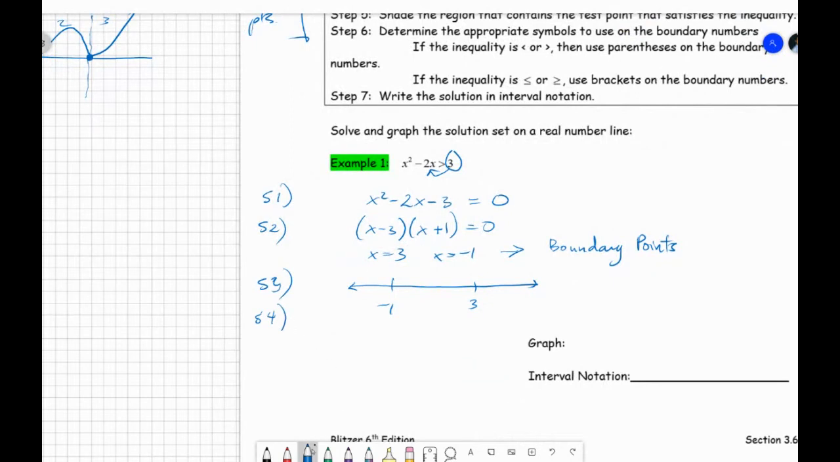I'm going to choose, let's see, -2 in this interval. I'm going to choose 0 in this interval. Always choose 0. It's the easiest one to plug in. And then I'm going to choose 4 in this interval. So now I'm going to try to evaluate these numbers in this function here.